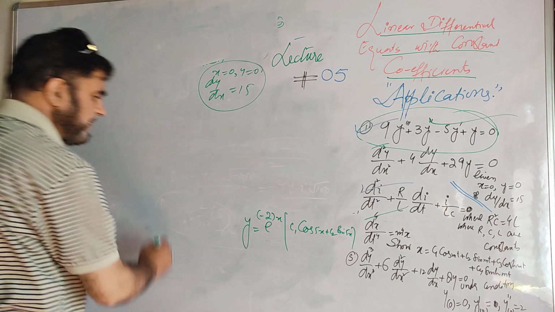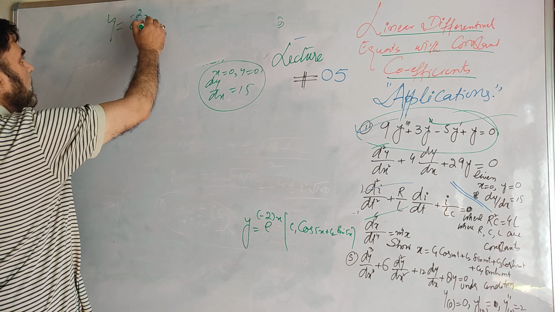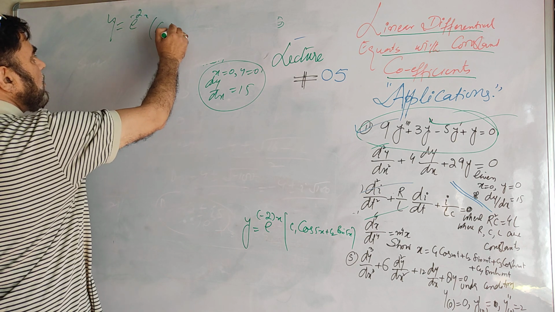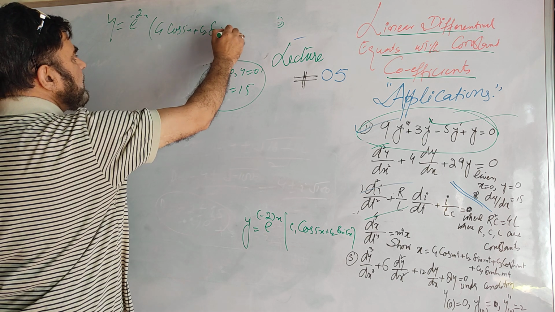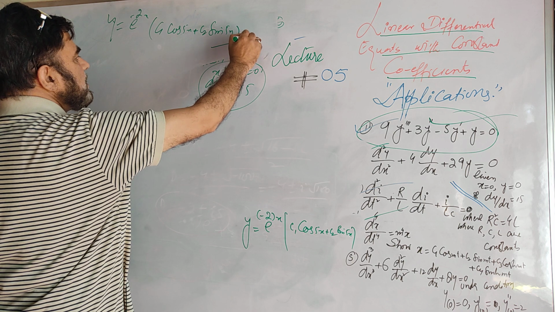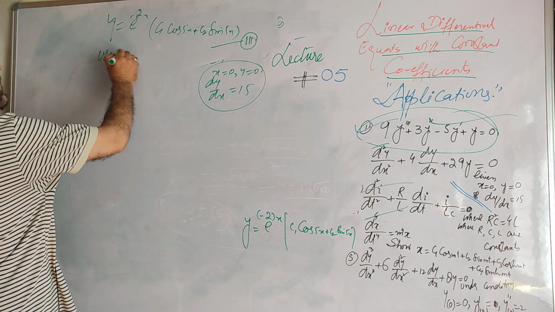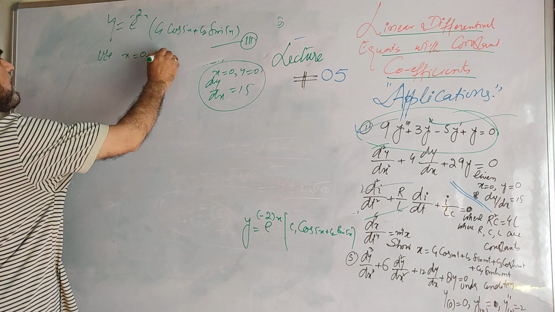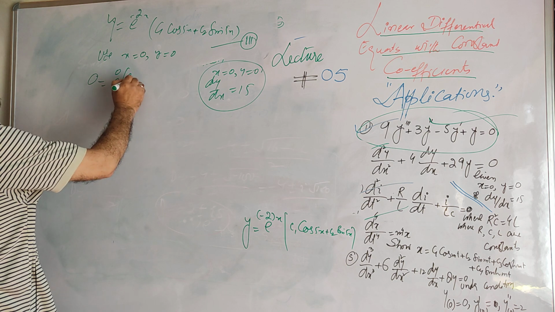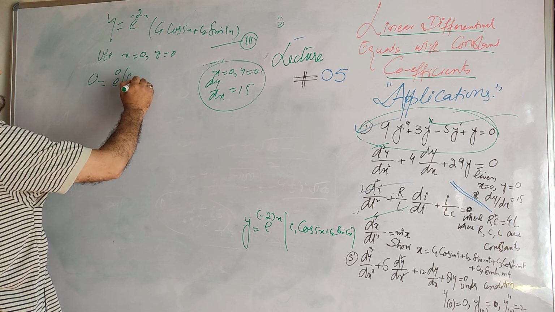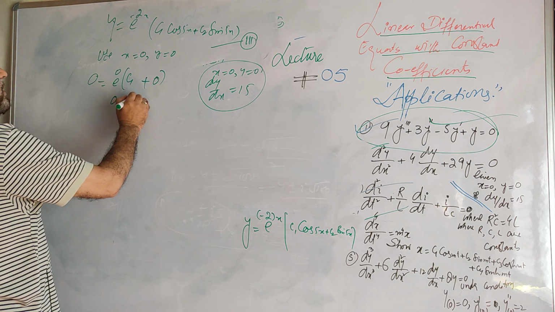The solution of this differential equation is now given by y is equal to e raised power minus 2x into c1 cos of 5x plus c2 sine of 5x. Name this third equation. Now I am given x is equal to 0 and y is equal to 0. What do you get? You get 0 is e raised power 0 into c1 cos 0, which is 1, plus sine 0, which is 0. This gives you 0 is c1.